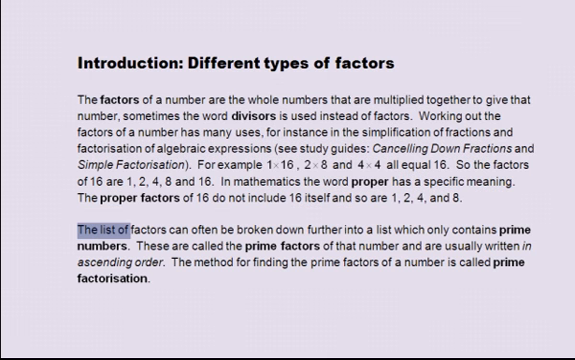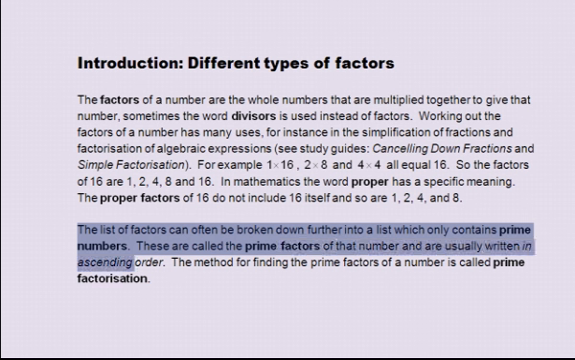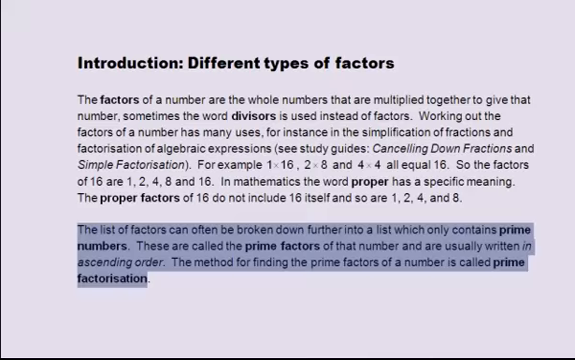The list of factors can often be broken down further into a list which only contains prime numbers. These are called the prime factors of that number and are usually written in ascending order. The method for finding prime factors of a number is called prime factorisation.